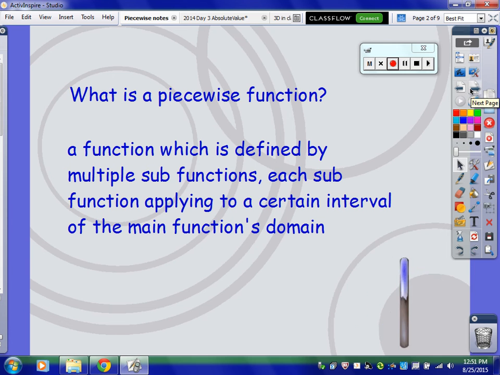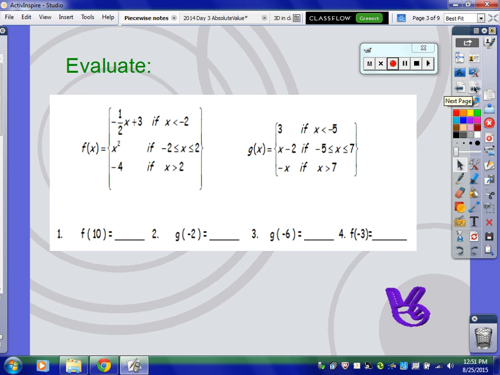So first of all, what is a piecewise function? It's a function which is defined by multiple subfunctions, and each subfunction applying to a certain interval of the main function's domain. Alright, that might still seem pretty complicated, but here, let's look at an example of a piecewise function. So f of x, which is function notation, is another name for y. This is an example of a piecewise function.